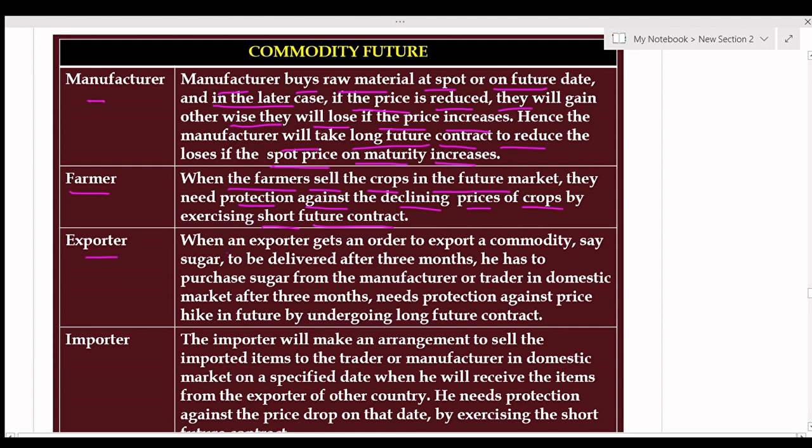Exporter. When an exporter gets an order to export a commodity, say sugar, to be delivered after 3 months, he has to purchase sugar from the manufacturer or trader in the domestic market after 3 months. He needs protection against a price hike in future by undergoing a long future contract. Here in the domestic market, he exercised the long future contract, whereas in the currency market, he exercised the short future contract.